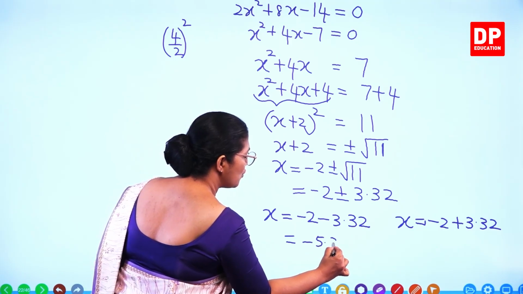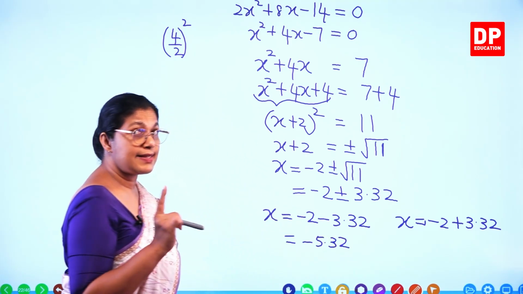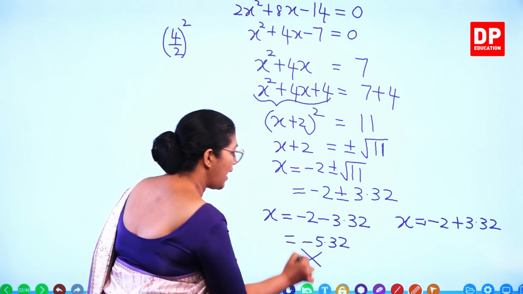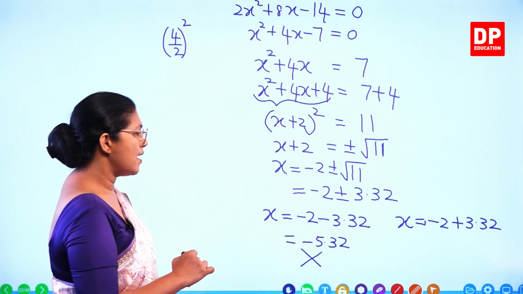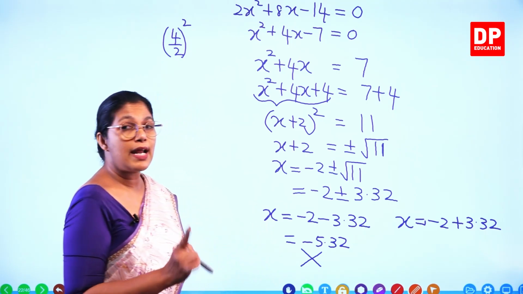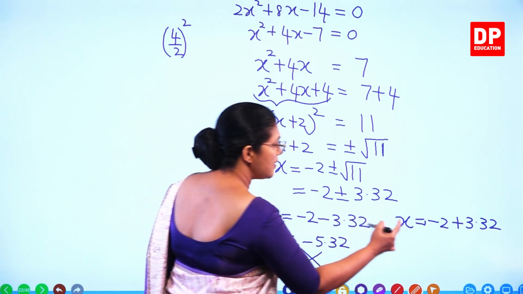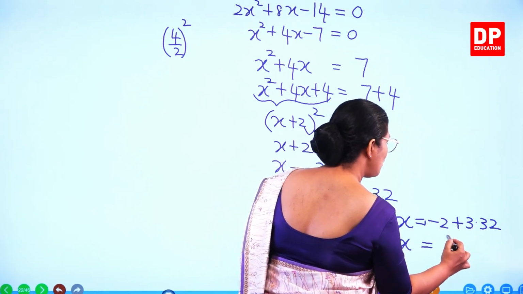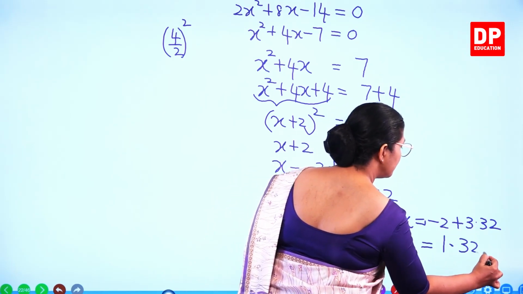Negative 5.32. Can you get a length as negative? You can't take a length as negative. So you can ignore this negative answer, because x should be greater than 0. This answer is x equals 1.32.